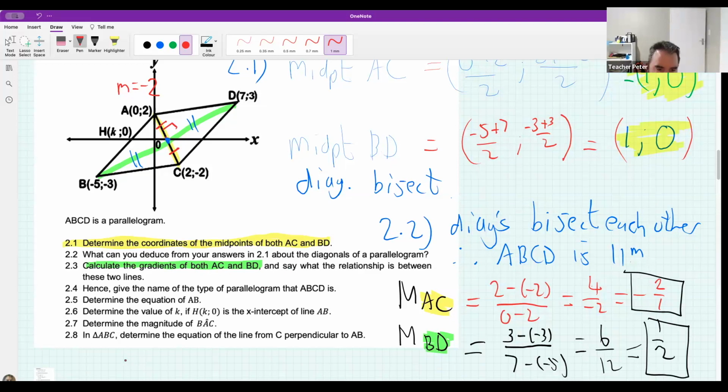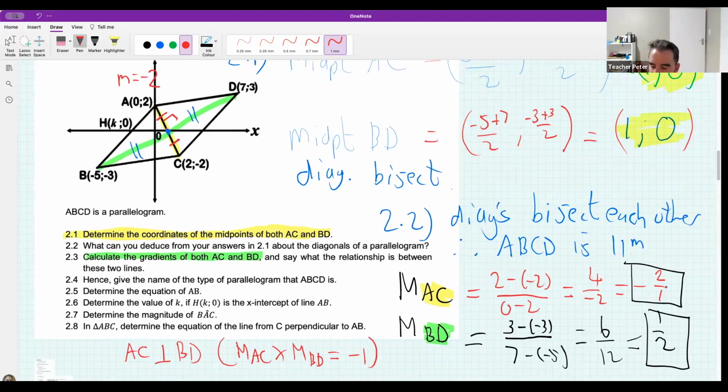Well, we know that AC is perpendicular to BD, and the reason is the gradient of AC times the gradient of BD equals -1. So we can pick this up by just seeing that we flip the 1 over and change the sign. But basically, these diagonals are at 90 degrees to each other.